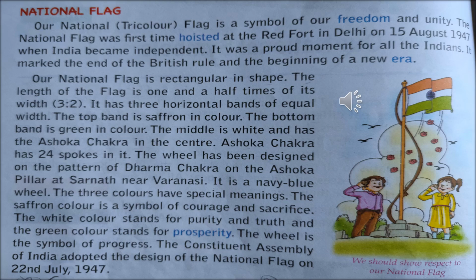Our national flag is rectangular in shape. The length of the flag is 1.5 times of its width. It has 3 horizontal bands of equal width. The top band is saffron in color. The bottom band is green in color. The middle is white and has the Ashoka Chakra in the center. Ashoka Chakra has 24 spokes in it. The wheel has been designed on the pattern of Dharma Chakra on the Ashoka pillar at Sarnath near Varanasi. It is a navy blue wheel.